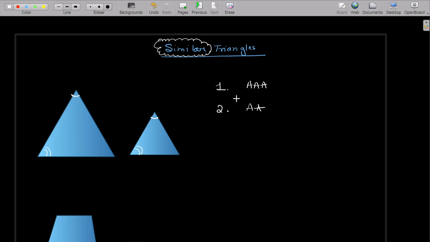Okay, Anika, so if even if you have two angles which are congruent, even then you can say that the triangles will be similar.